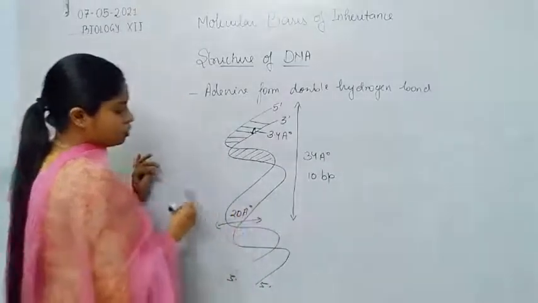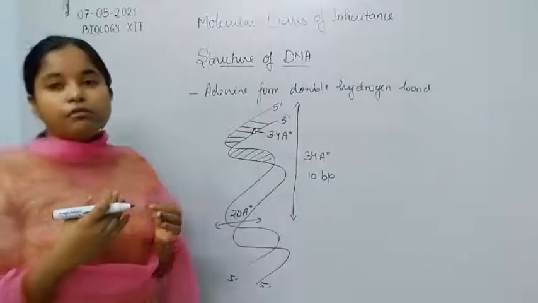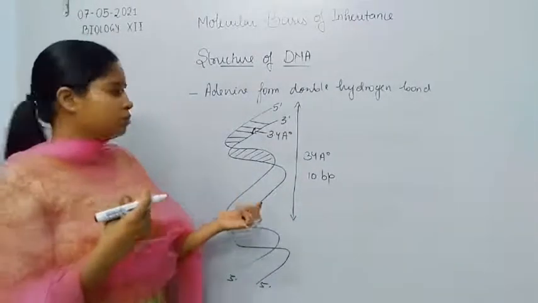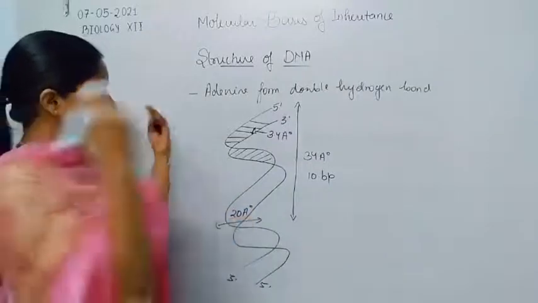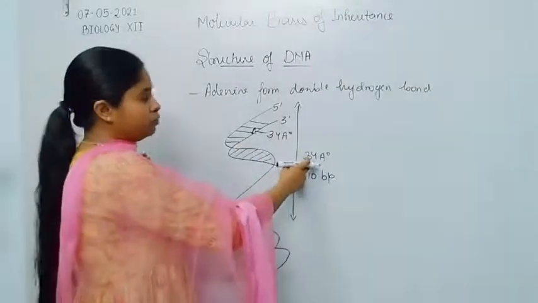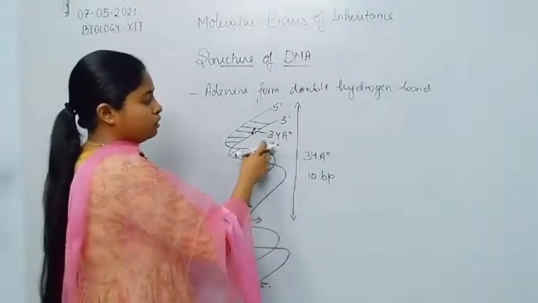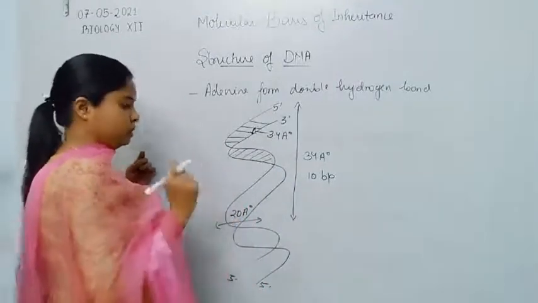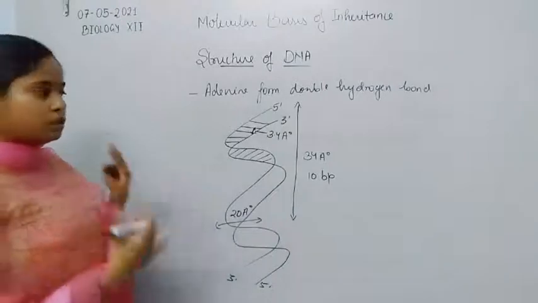This can also be written as 2 nanometer if we write in the form of nanometer. So all the data changes: 3.4 angstrom becomes 0.34 nanometer, and 20 angstrom can be written as 2 nanometer. So all the data change in nanometer.